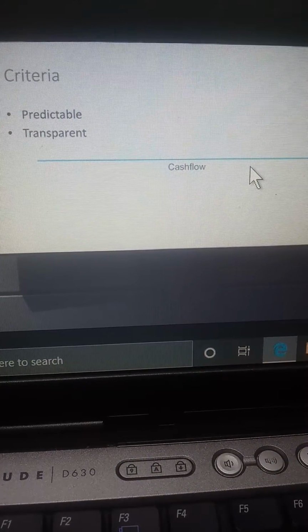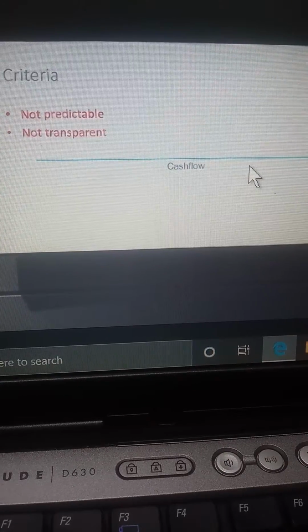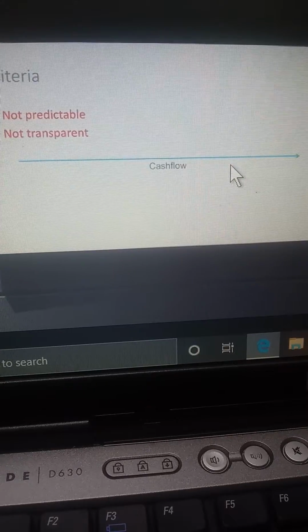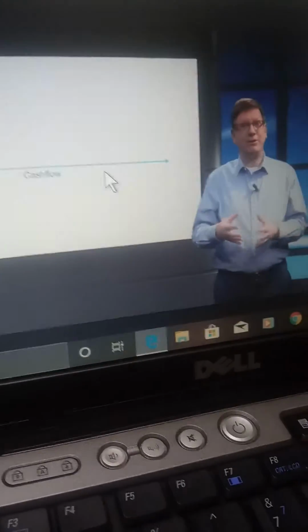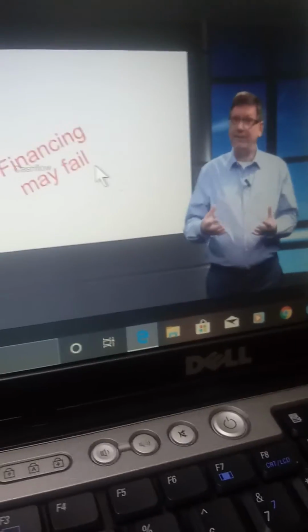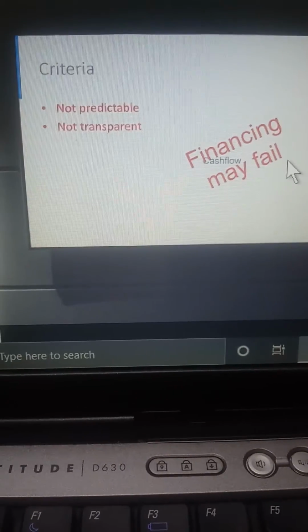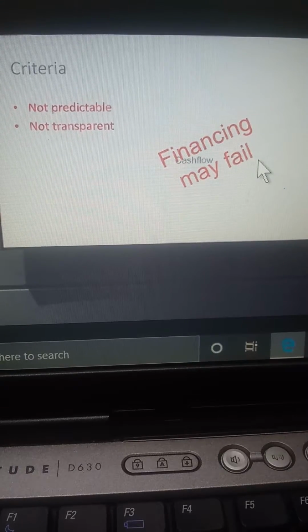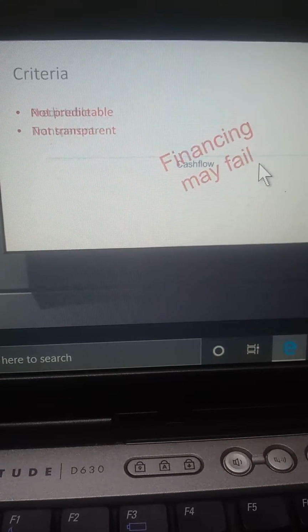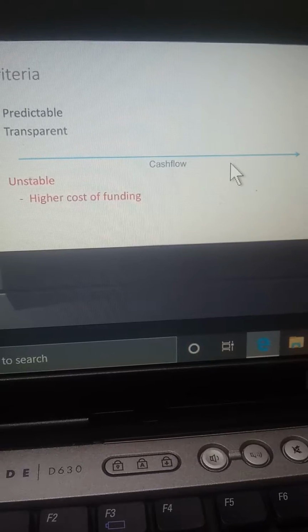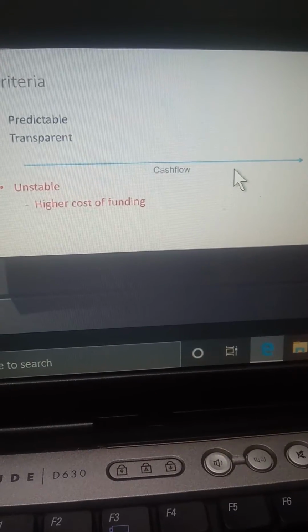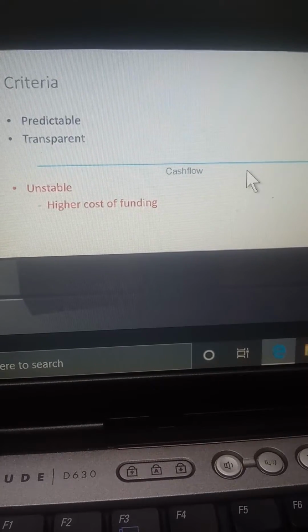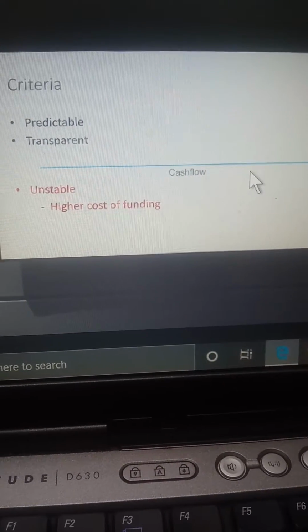If the project cash flows are not predictable and transparent, for example due to the occurrence of substantial project risks, the investors will not be able to determine their expected return. And then they'll not want to invest, and the project financing will fail. Even if the project cash flows are clear and transparent, they may be unstable, for example due to the occurrence of substantial project risks. Then, investors will want to see a higher return on their investment to compensate them for taking more investment risks.